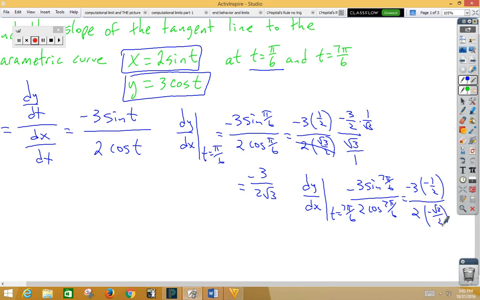So double negative making a positive. Again, those 2's would cross out. We end up with 3 over 2 over negative root 3, which would again be negative 3 over 2 root 3.